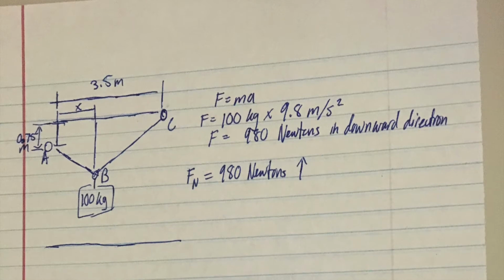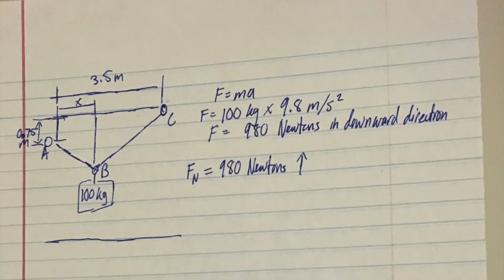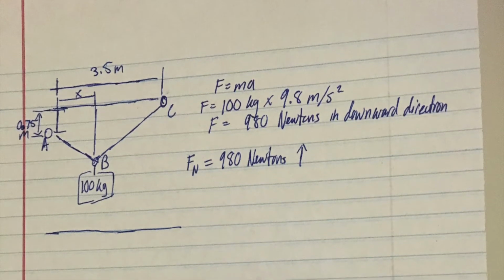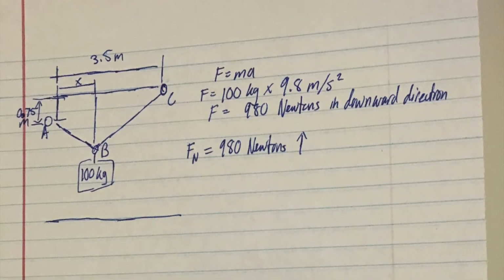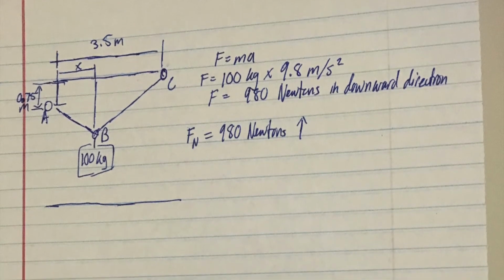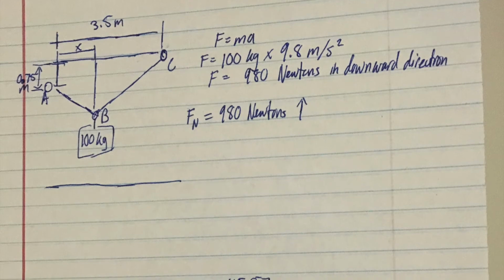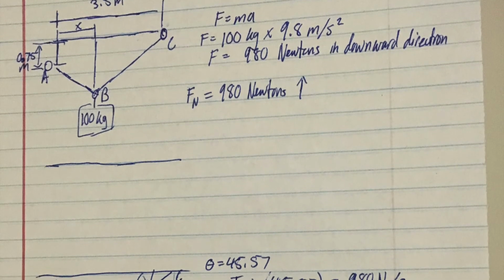Alright, to check our work on tension, we can use the equation T sine theta. Plugging in our tension and our angle, we should get 490 newtons. Multiply that by 2 because both tensions are the same. We should get 980 newtons.